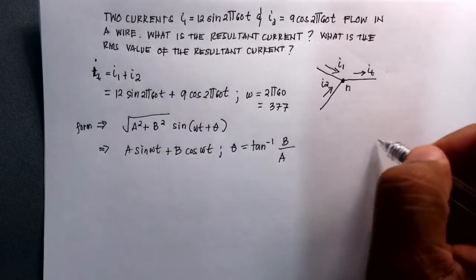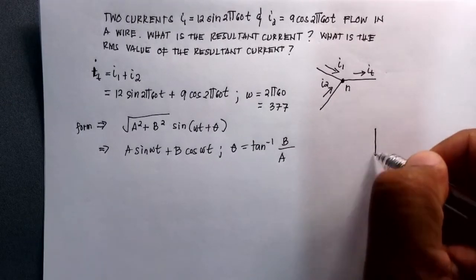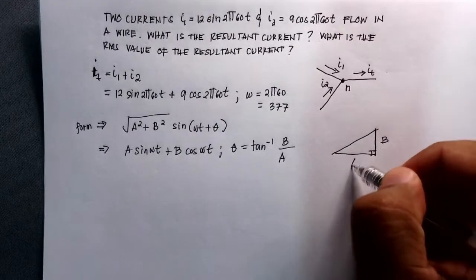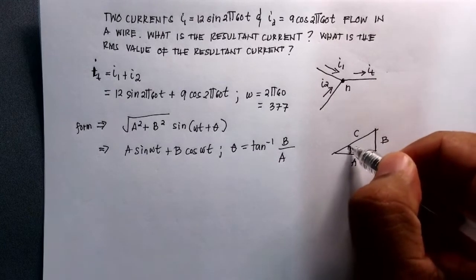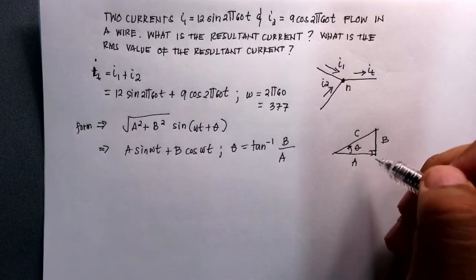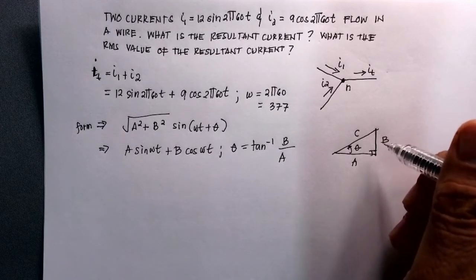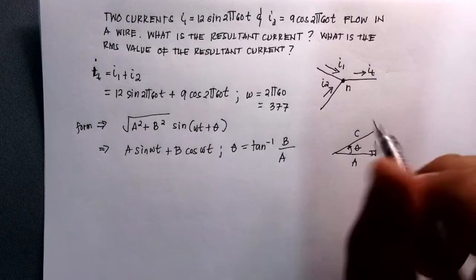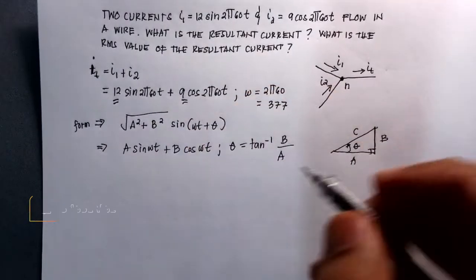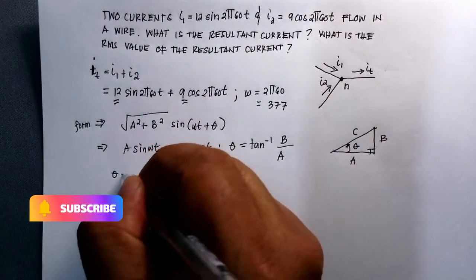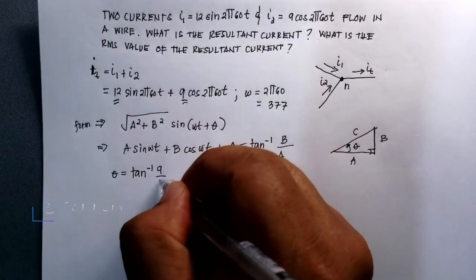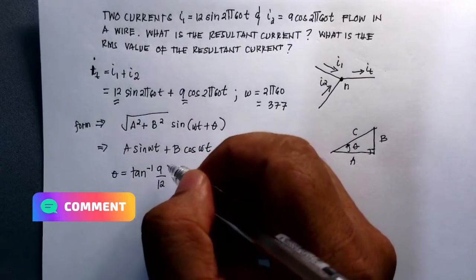We can set up a figure here, a right triangle in which our b is here, our a is here, and this is our c, and this is the theta. Since we have given values for b and a, identified here as this one and this one, we can right away get theta, and theta is the inverse tangent of 9 over 12.